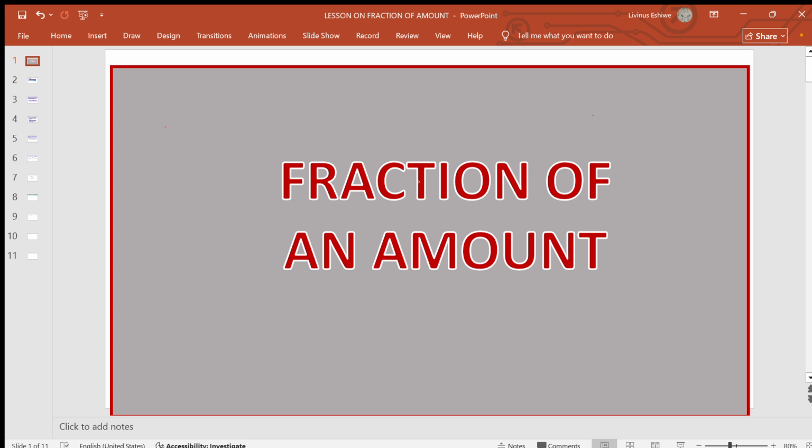Today, we'll be talking about the fraction of an amount. First of all, let's understand what a fraction is. A fraction is simply what? Part over whole. Our fraction means part of something over whole.